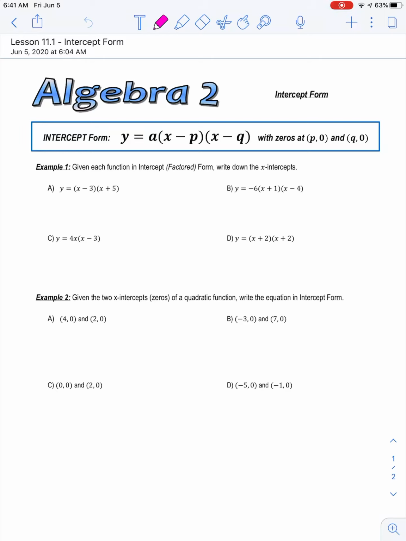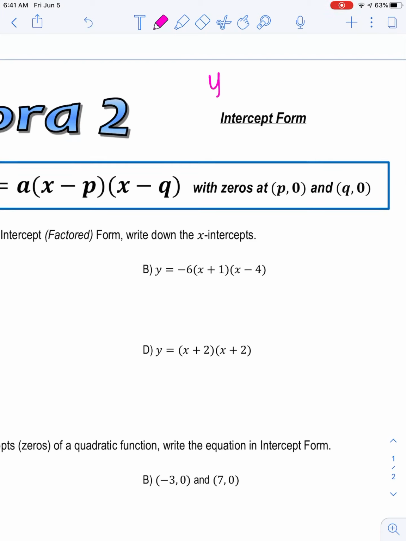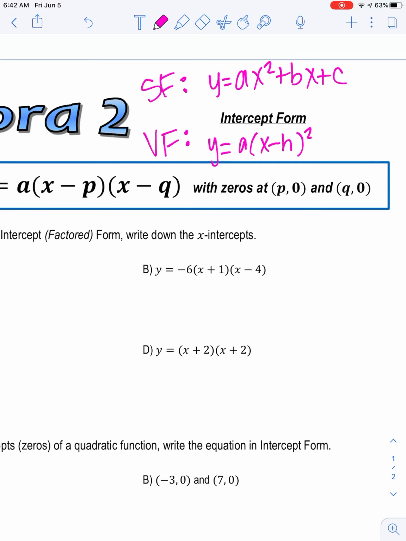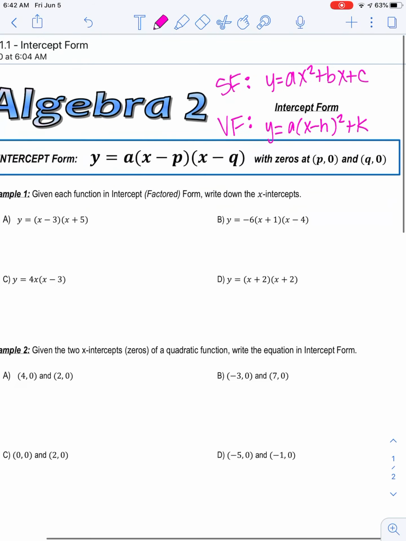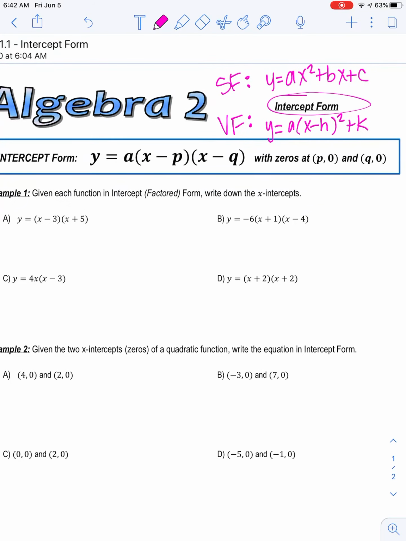In this lesson, we're going to look at a third form of a quadratic function called intercept form. Just to review, we've already talked about standard form, which is y equals ax squared plus bx plus c. Then we talked about vertex form, which is y equals a times x minus h squared plus k. And now we're going to talk about intercept form.